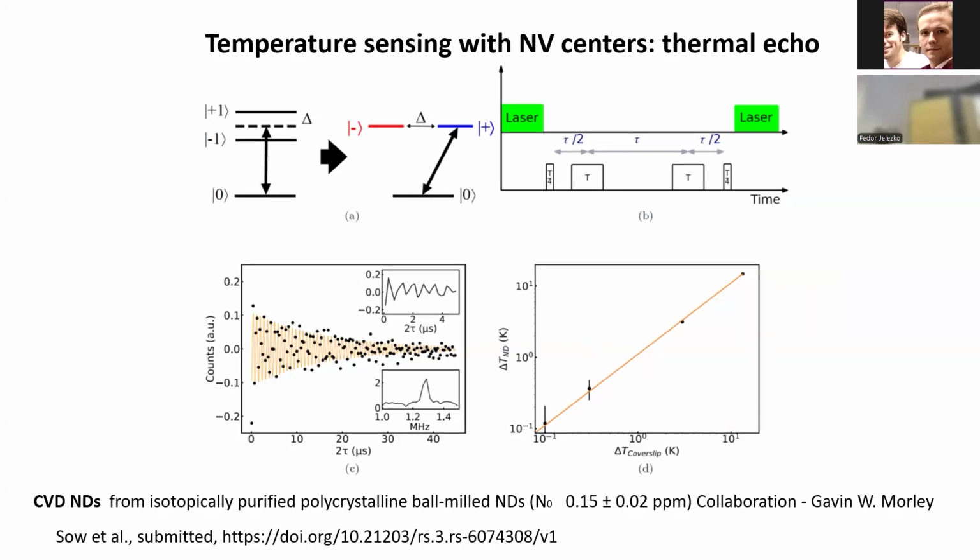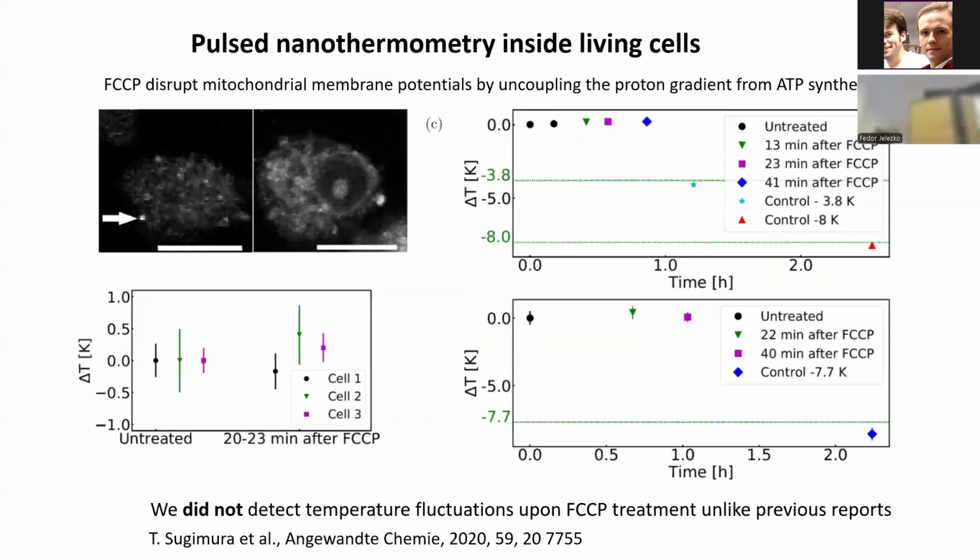Because I think for temperature sensing inside the cells, for example on the next slide, you are using FCCP to treat the cells. But actually, I think there's a temperature gradient in the cells, which means that the position of the diamonds is very important. FCCP works for the mitochondria, but if the nanodiamonds are not at the mitochondrial site, I think this gradient probably is not seen.